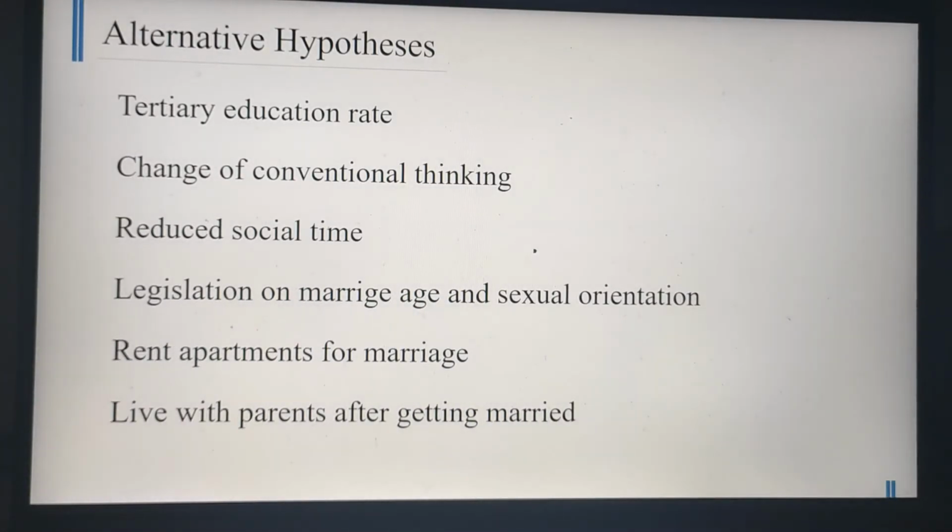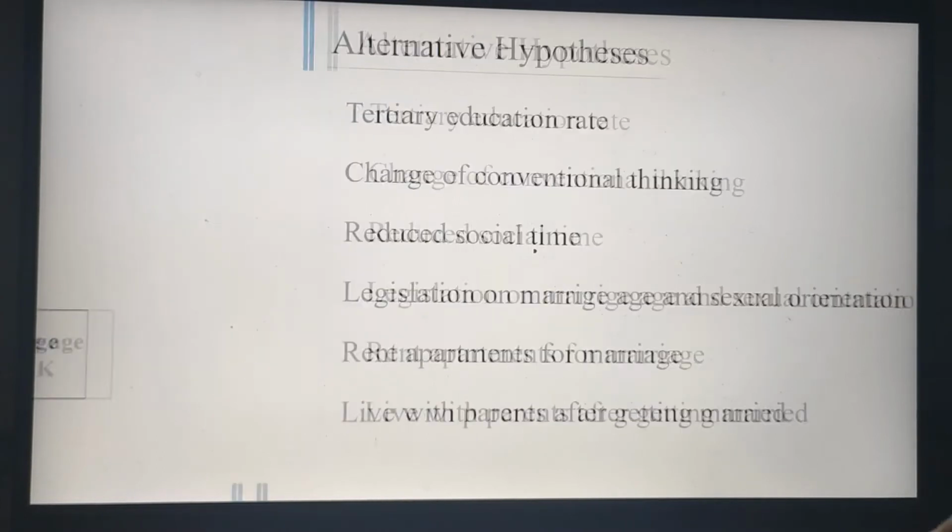Here are 6 possible alternative hypotheses. First is tertiary education rate. Second is change of conventional thinking and the reduced social time, and also the legislation on marriage age and the sexual orientation, and also people can choose to rent apartments for marriage instead, or live with parents after getting married.